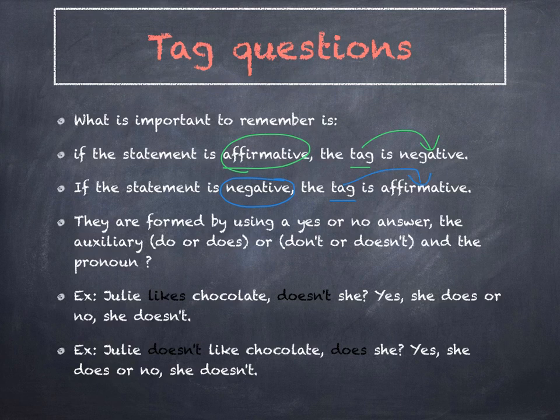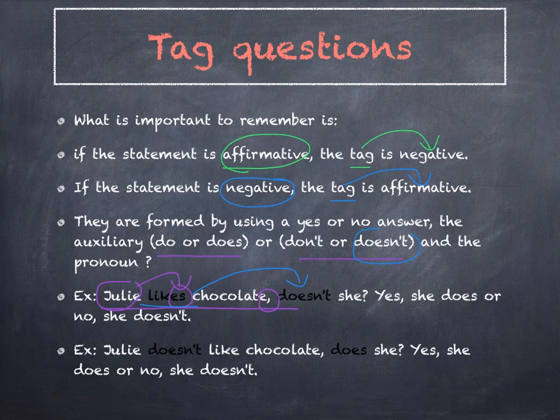To form a tag question, you simply write your sentence. Julie likes chocolate. So in the third person singular, you make your agreements as usual. Then to add the tag, you add a comma, and then you have to use your auxiliary. So my verb is affirmative. It means affirmative, so it means the tag is negative.